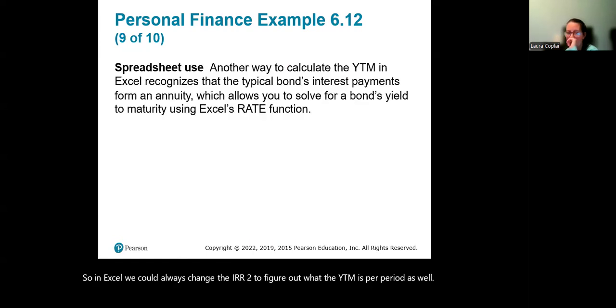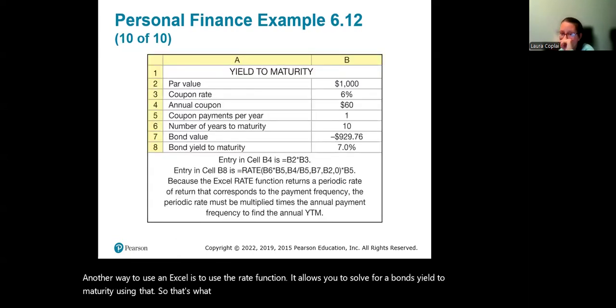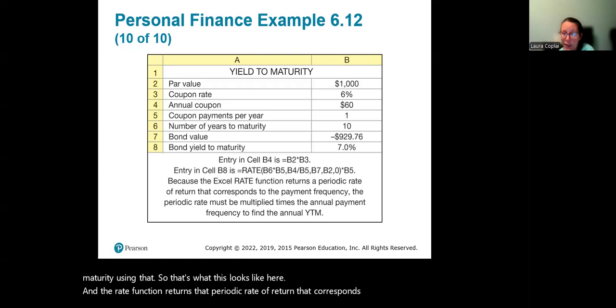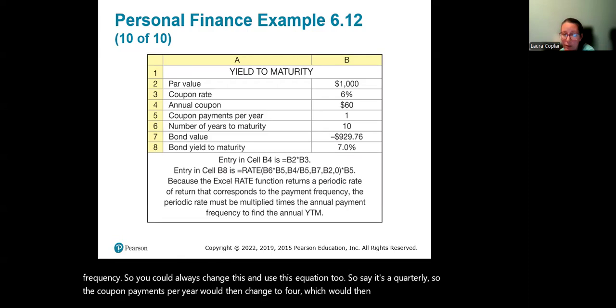Another way to use Excel is to use the rate function. It allows you to solve for a bond's yield to maturity. So that's what this looks like here. The rate function returns the periodic rate of return that corresponds to the payment frequency. So you could always change this and use this equation too. Say it's quarterly. The coupon payments per year would then change to 4, which would then adjust that bond yield.